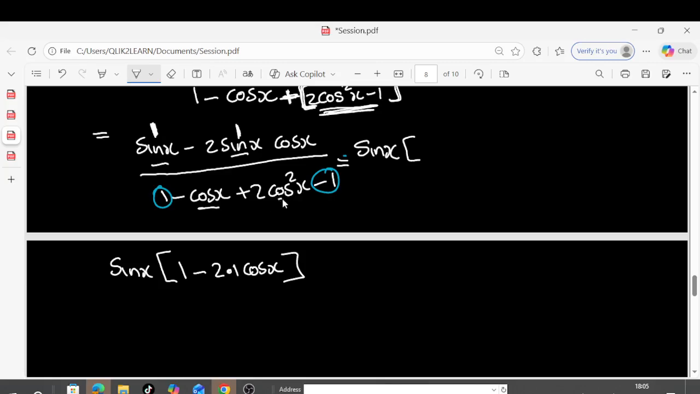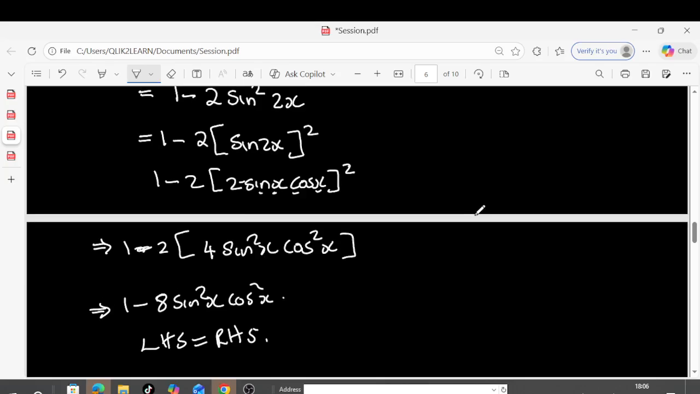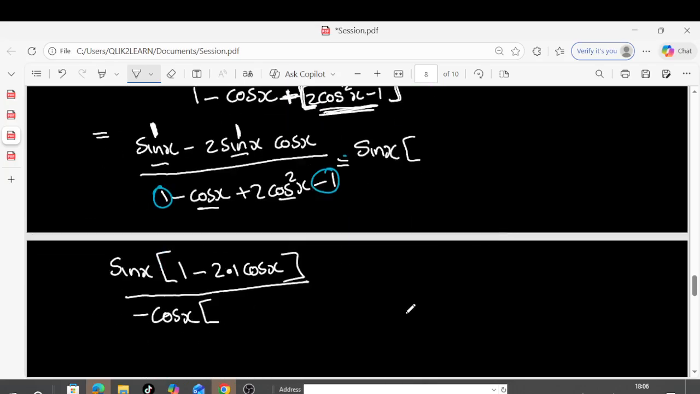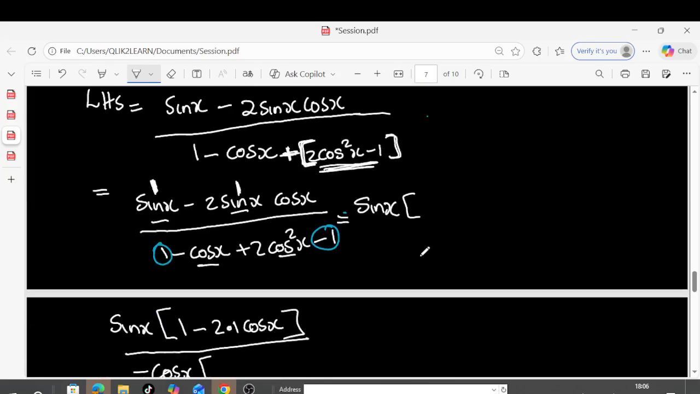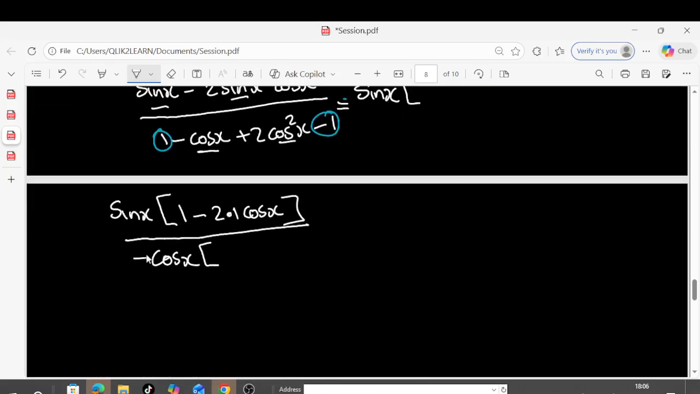Look at the bottom part. I also have cos as a common factor, but I'm going to take the negative cos out as a common factor. So I'll have negative cos x as a common factor. What I need you guys to ask me is why are we taking out the negative cos as a common factor? Because remember the aim is to have cos on the bottom and sine on top. But the tan has to be negative, so that's why I'm also taking the negative out as a common factor.